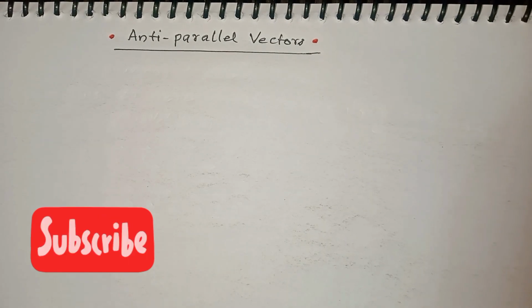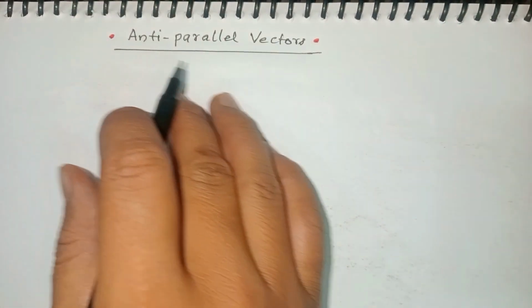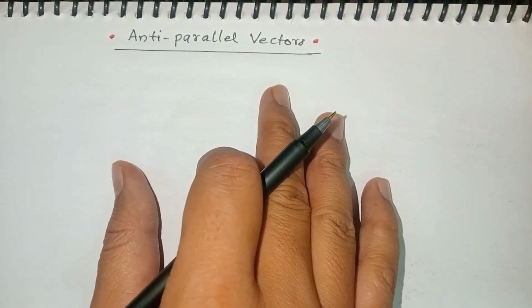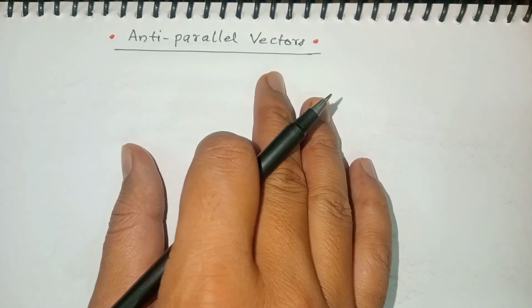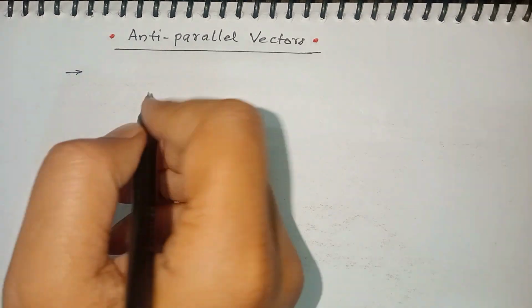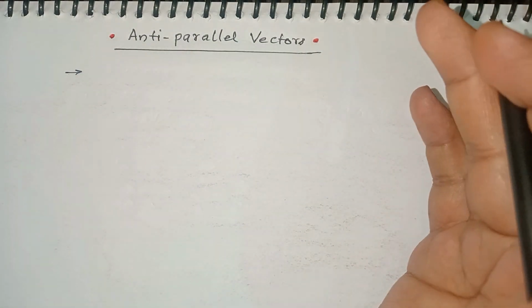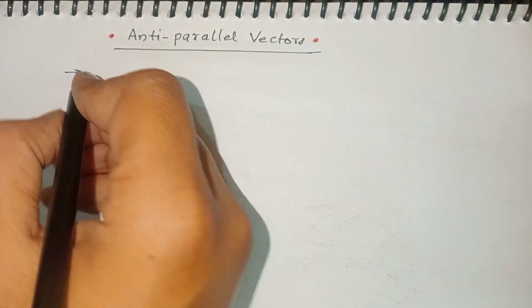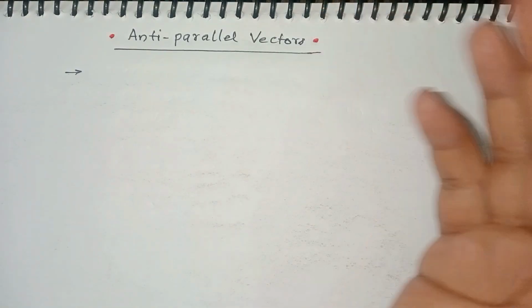Let's study anti-parallel vectors. We have already studied parallel vectors in the previous video. You can refer to it. And now it is anti-parallel vectors. How can an anti-parallel vector be defined? It is the same as parallel vectors, but here theta is 180 degrees.